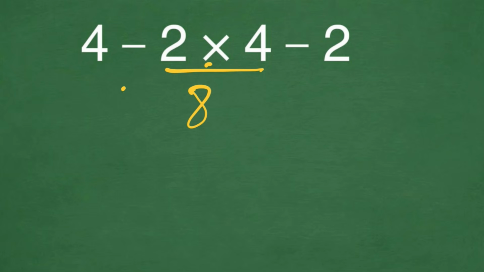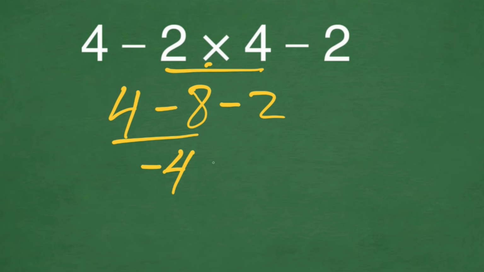And the problem becomes 4 minus 8 minus 2. And here 4 minus 8 gives us negative 4. And negative 4 minus 2 is equal to negative 6. So the final answer to this question is equal to negative 6.